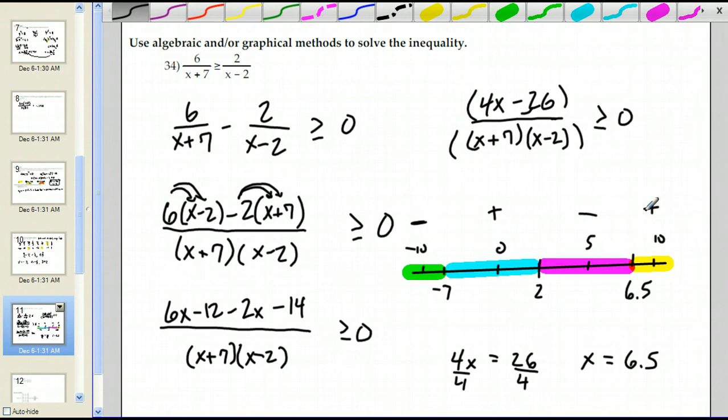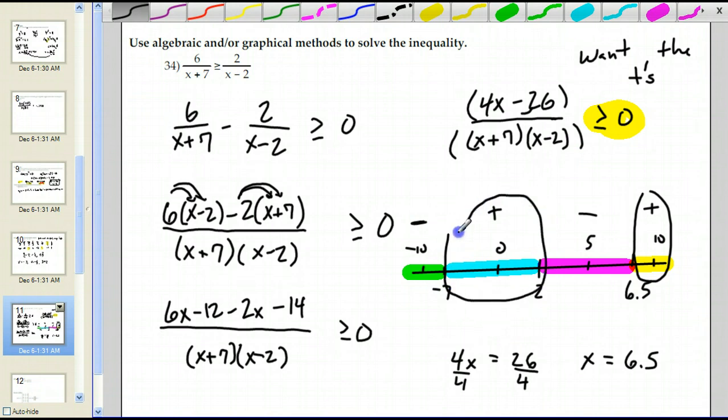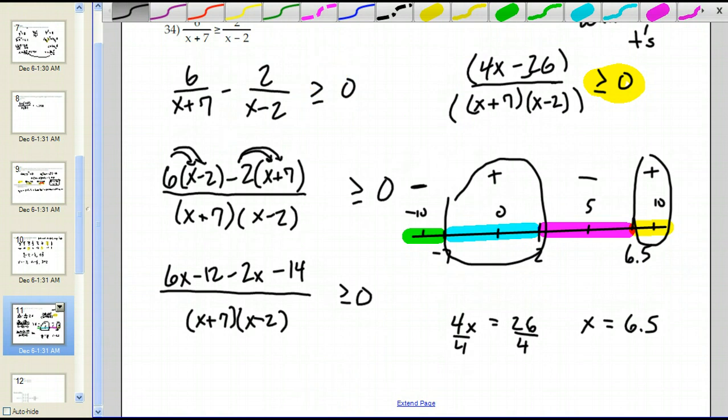Alright, now what do I want? Here's the last thing I did. It's set greater than or equal to 0. So what do I want? I want the stuff that makes the output positive. So I want this region, I want this region. Alright, so how do I write my answers? It's just those regions.